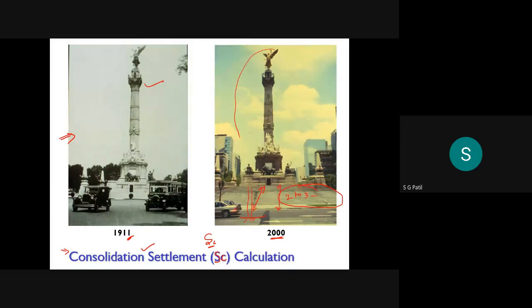Let me write here itself. So there are two important parts in the consolidation settlement. One is how much settlement will occur.